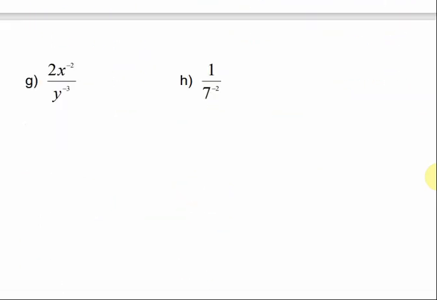Okay, for G, we have 2x to the negative 2 power. The 2 is not being raised to a negative power, so it stays where it's at. The x is being raised to a negative power, so we need to bring it down to the bottom to make it positive. The y is being raised to a negative 3 power. It's on the bottom, so to make it positive, we're going to bring it to the top.